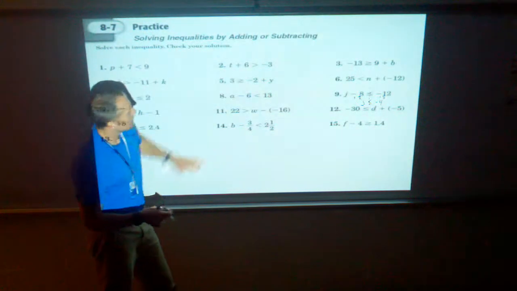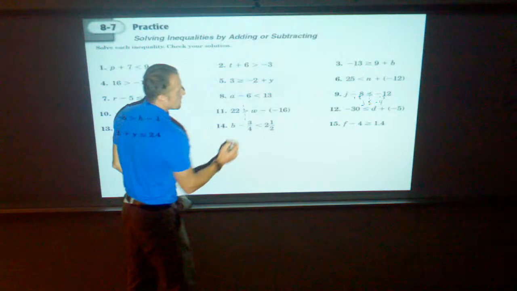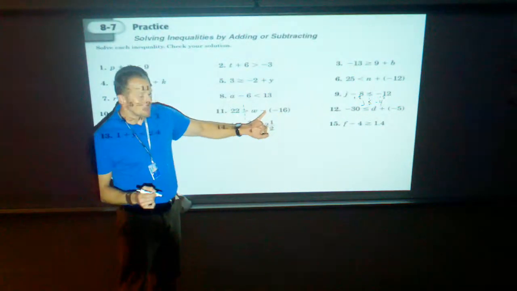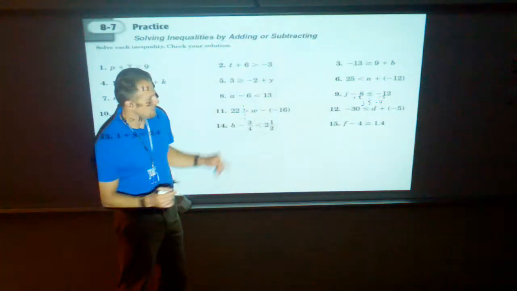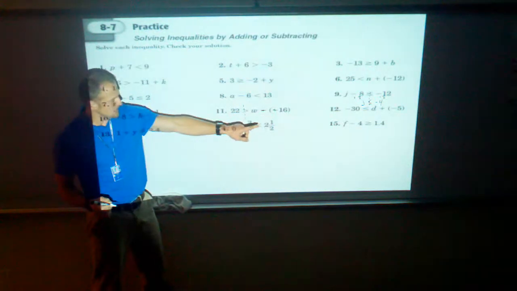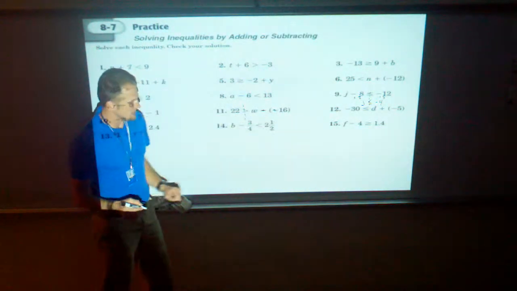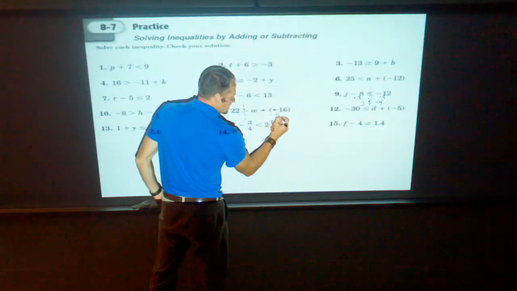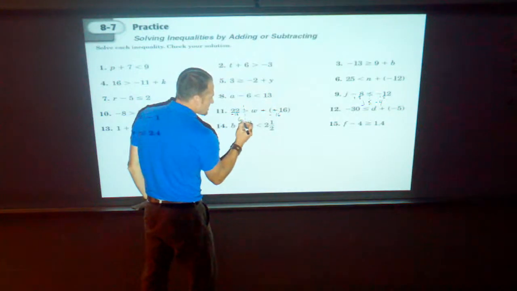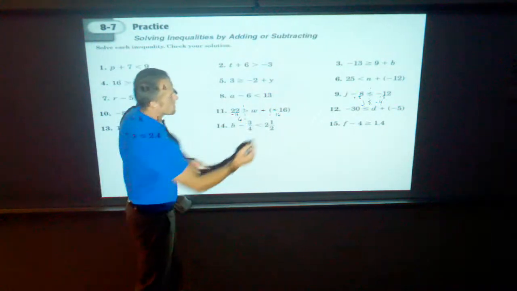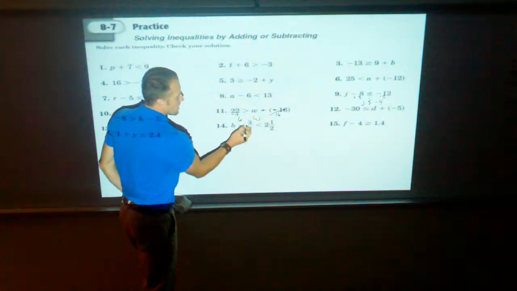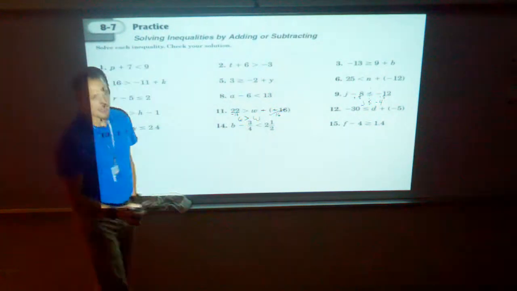Let's look at number 11. Now, we've had trouble with this. W minus negative 16. The opposite of minus negative is going to be plus positive. So I've got W plus 16. Get rid of this plus 16 by going minus 16 to both sides. 22 minus 16 is 6. Over here, I still got my W, and I'll erase this so that you can see the sign. 6 is greater than W.